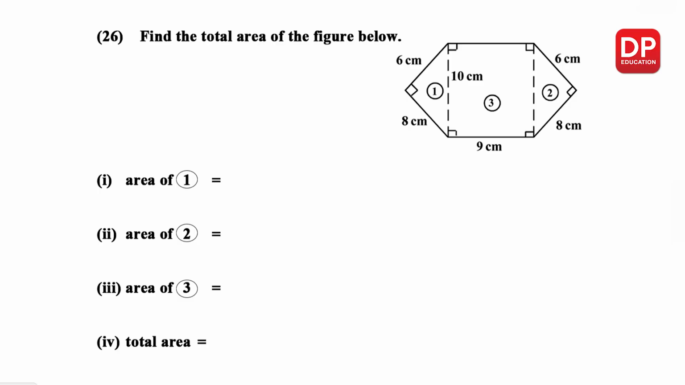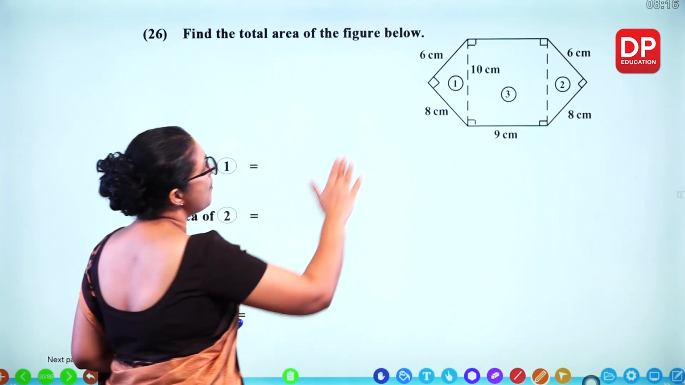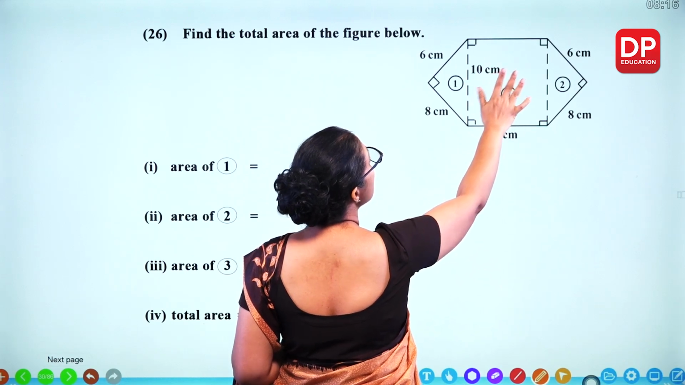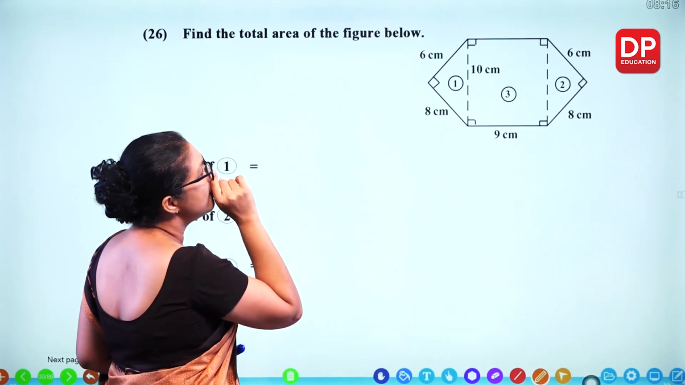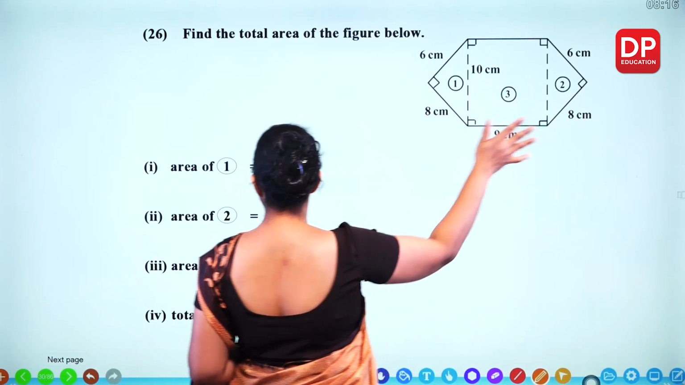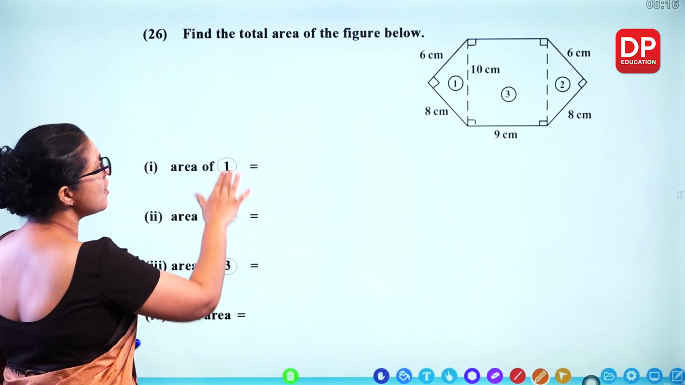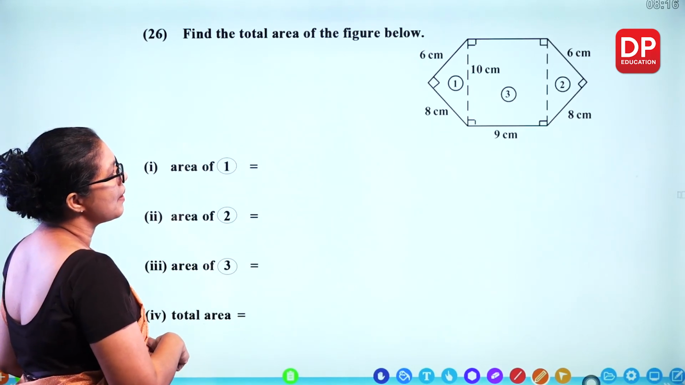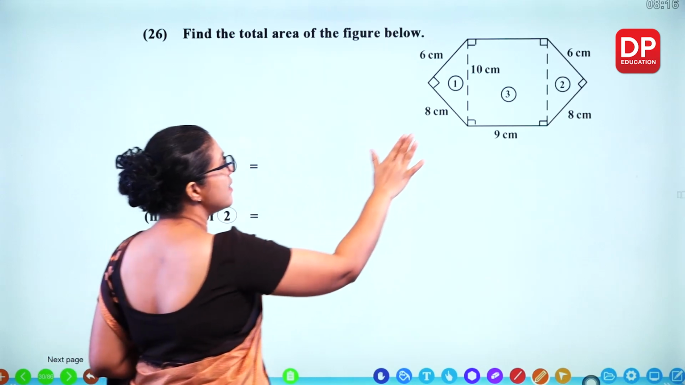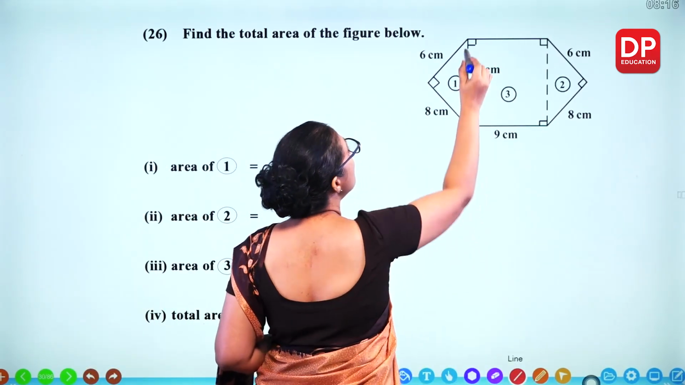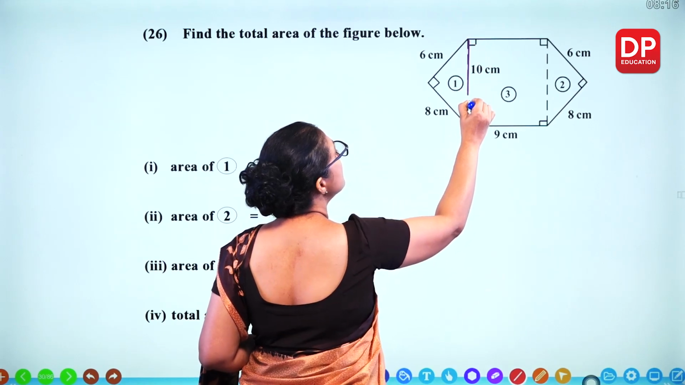Look at this diagram. Find the total area of the figure below. You get 3 parts: a triangle, a rectangle and another triangle. Look carefully. Both these triangles are the same. So you can straight away write area 1 and 2 same. But the rectangle area you have to find out separately and add it. We'll first find the area of the triangle, this one.